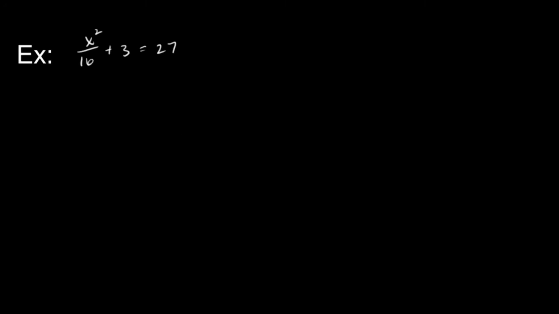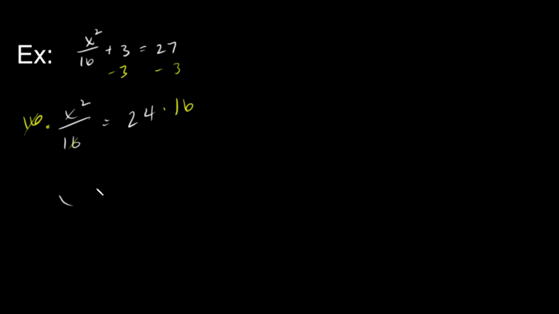So this next problem, again, get the x squared by itself. So subtract 3, and you're gonna have x squared over 16 equals 24. So guys, the way you get rid of denominator numbers is to notice how you're dividing by 16 right here. So you want to multiply by 16. And you're going to get x squared equals whatever 24 times 16 is.